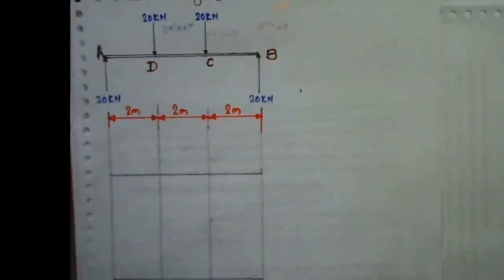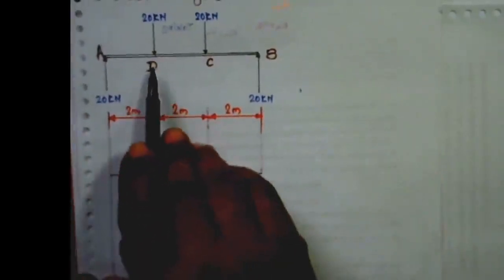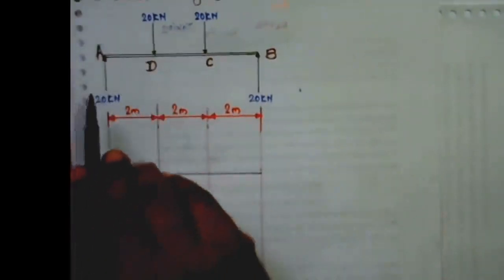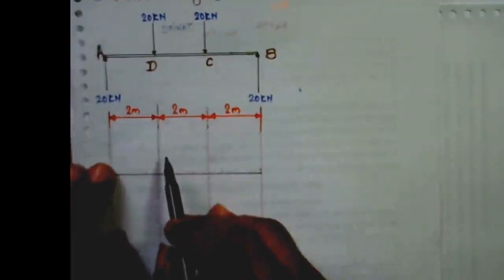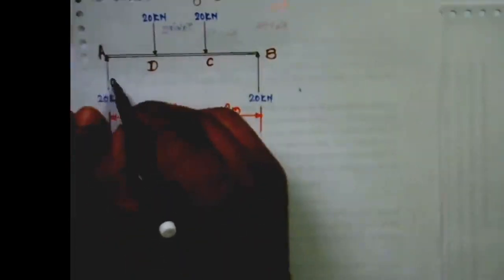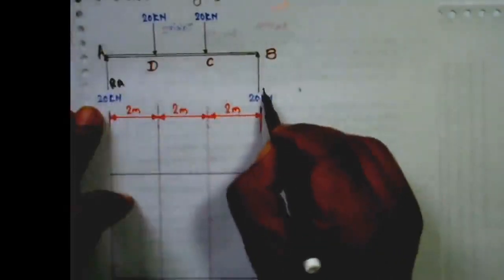In this numerical, 20 kilonewton force is acting at points C and D, which are 2 meters away from points A and B. In that case, first we have to calculate its reactions RA and RB.